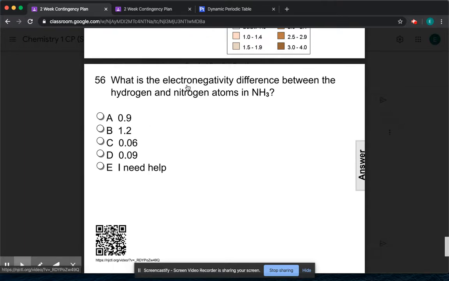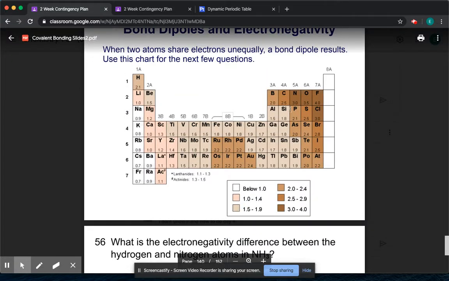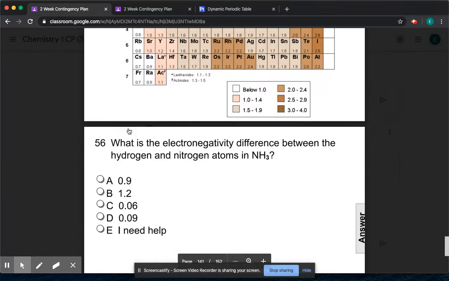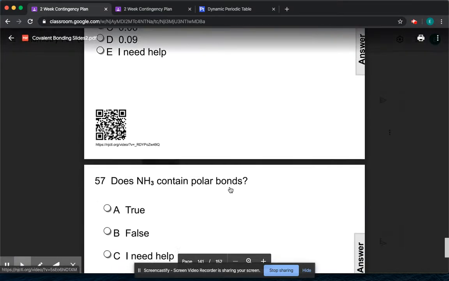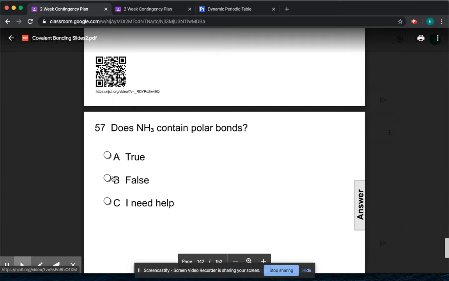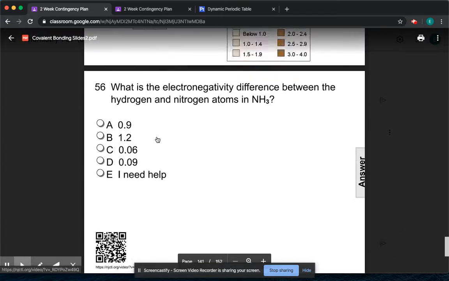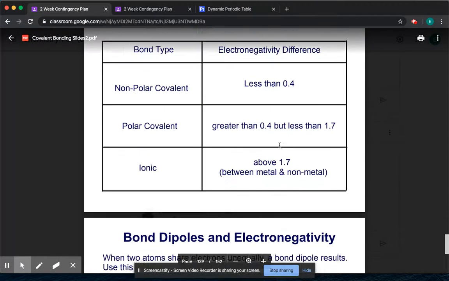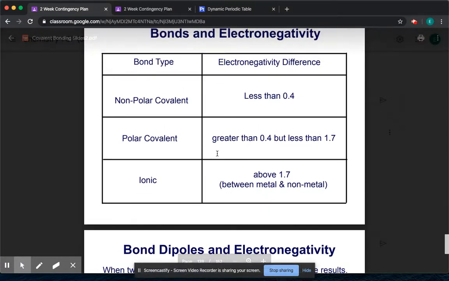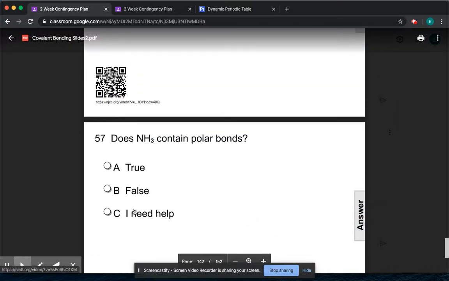What is the electronegativity difference between hydrogen and nitrogen? So let's do some examples here. Nitrogen is 3, same as chlorine. 3 minus 2.1 is 0.9. So 56 would be A. Does nitrogen hydroxide contain polar bonds? This should be a yes or no question, not true or false. But it's asking, does it have polar bonds? The difference is 0.9. 0.9 would fall between 0.4 and 1.7, so it would be polar. So 57 should be true, but it should be a yes/no question.